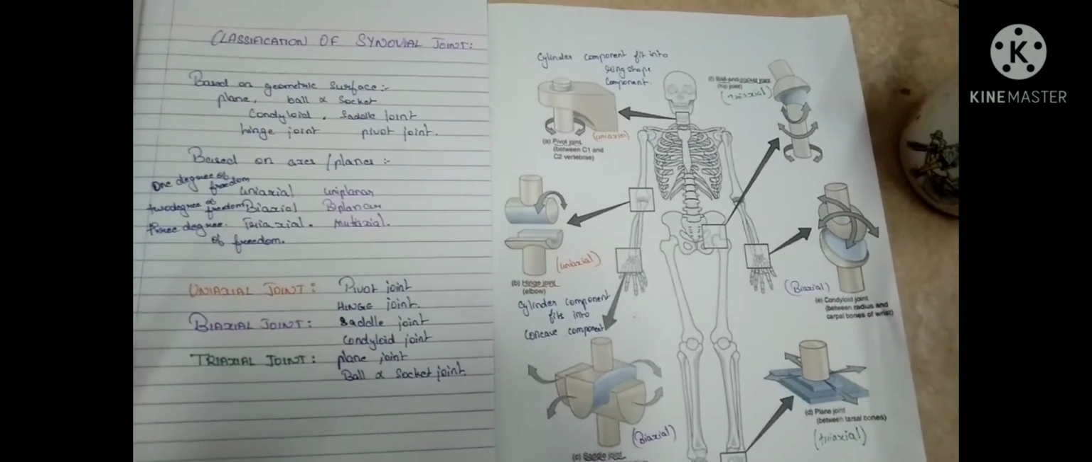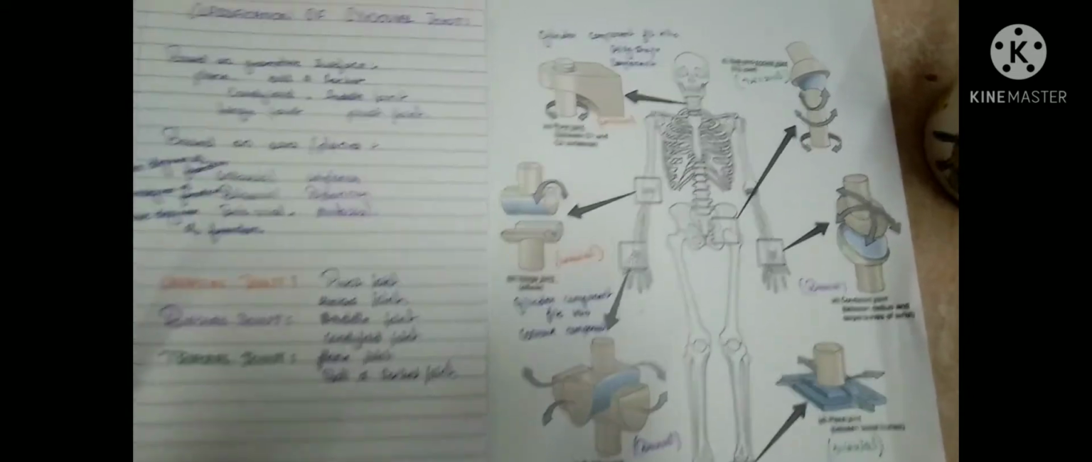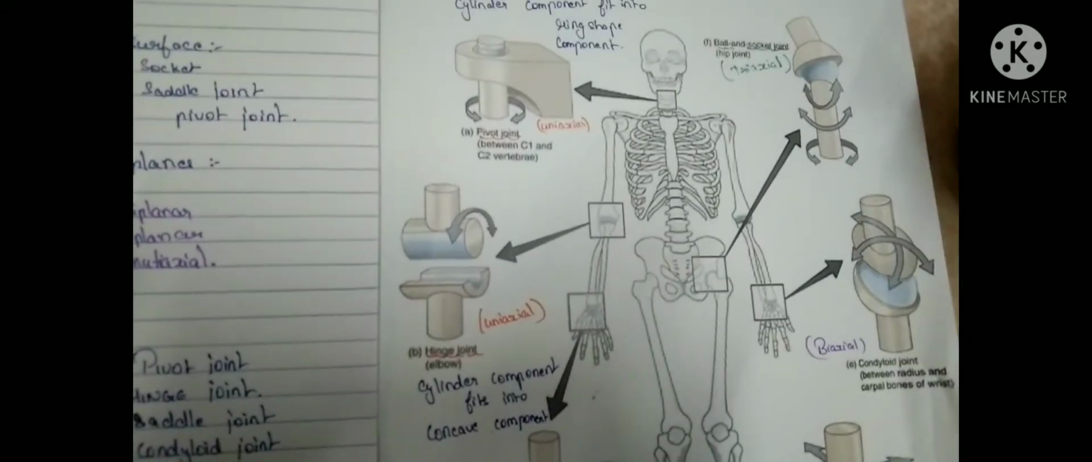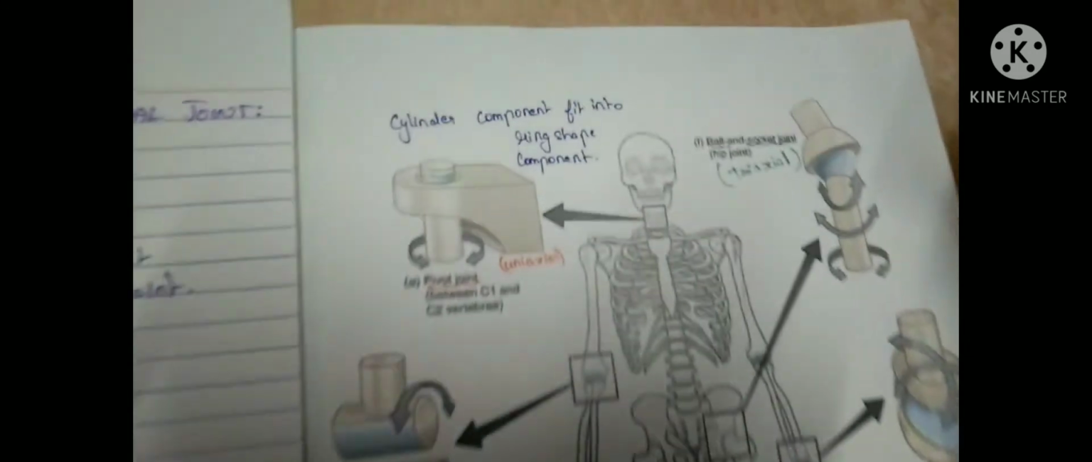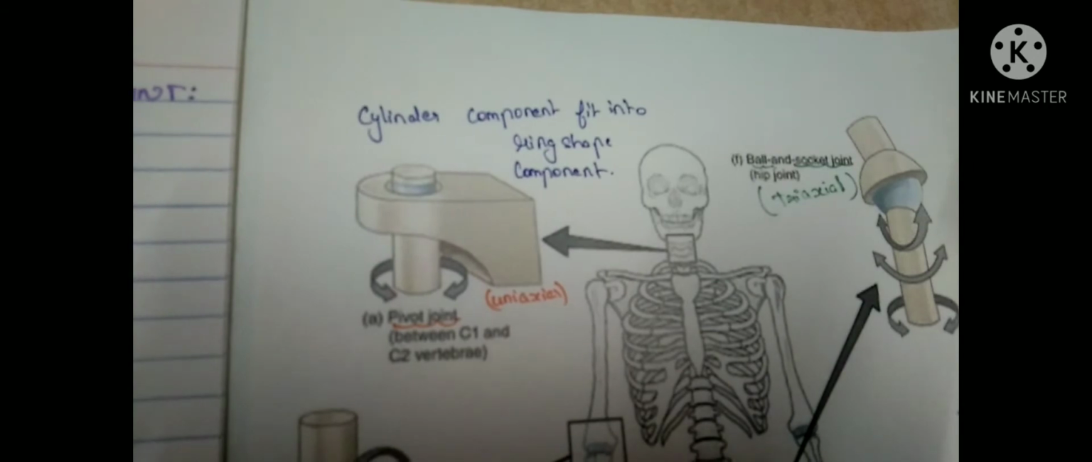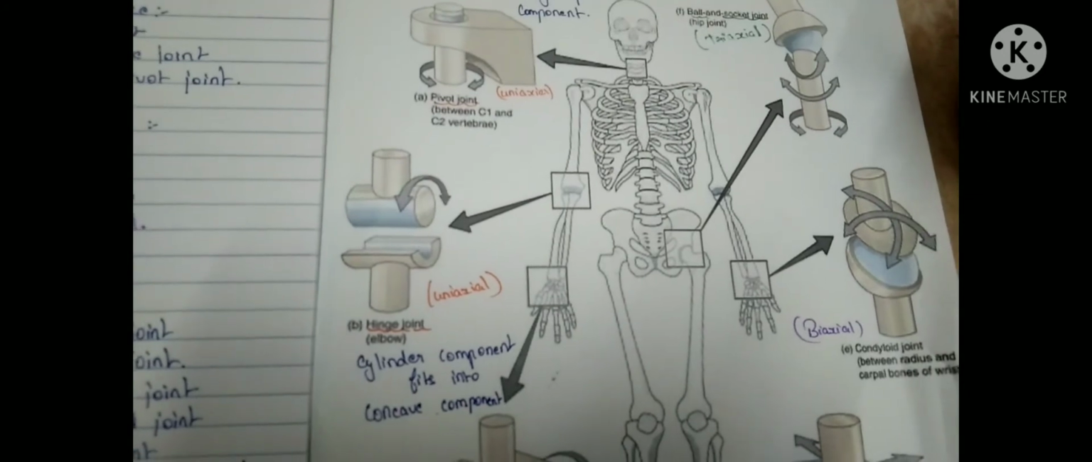In uniaxial joints we have the pivot joint and the hinge joint. The pivot and hinge are uniaxial. In the pivot joint, the cylinder component fits into a ring-shaped component. Can you see in the photo? Then in the hinge joint, the cylinder component fits into a concave component.